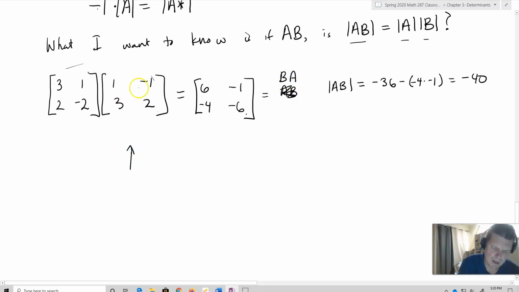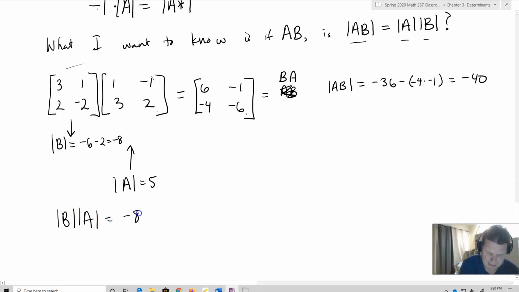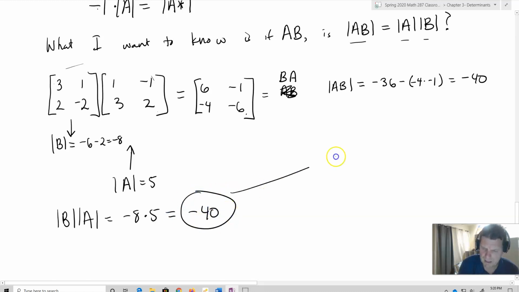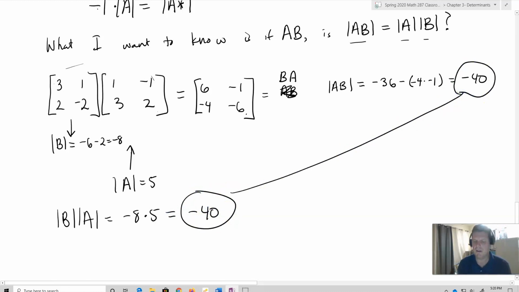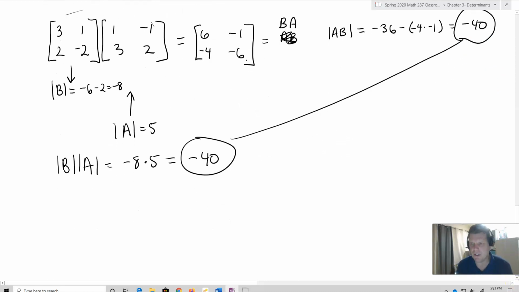I know the determinant of A is equal to 5, and I needed to find the determinant of B right here. That's going to equal 3 times negative 2, so that's negative 6 minus 2, which equals negative 8. So that means the determinant of B times the determinant of A is equal to negative 8 times 5, which equals negative 40. So the two of these end up being equal to each other. Ooh, that's kind of cool. That's handy. And it turns out that, in fact, is true. This is one of those things that's a property of the determinant.